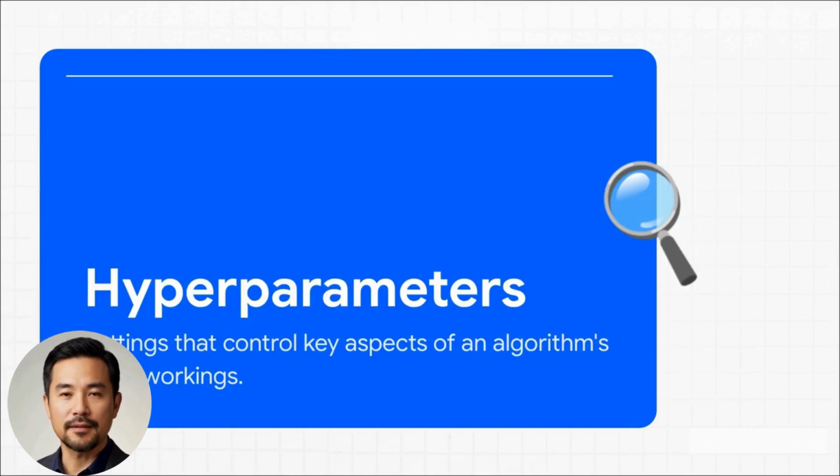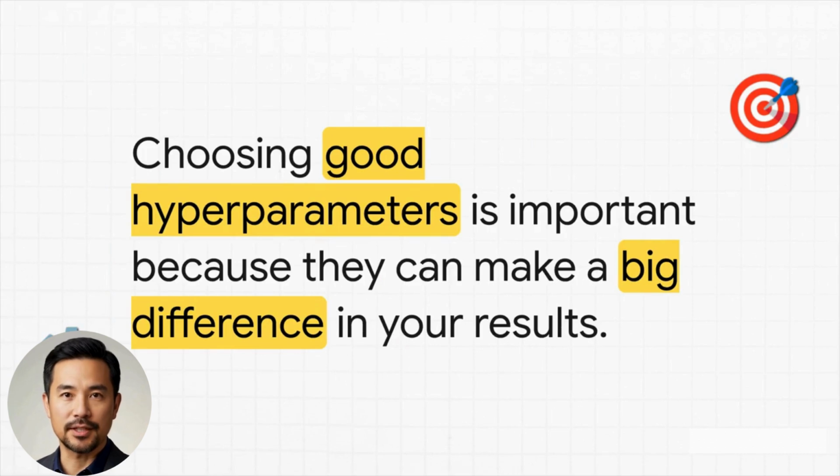Okay, so what happens if your test results are, well, they're good, but they're not great? A lot of the time, we can make things better by tuning the algorithm's hyperparameters. Just think of these as all the little knobs and dials on the inside of the algorithm that control exactly how it learns. And let me tell you, finding just the right settings for these knobs can make a massive difference in how well your model performs.